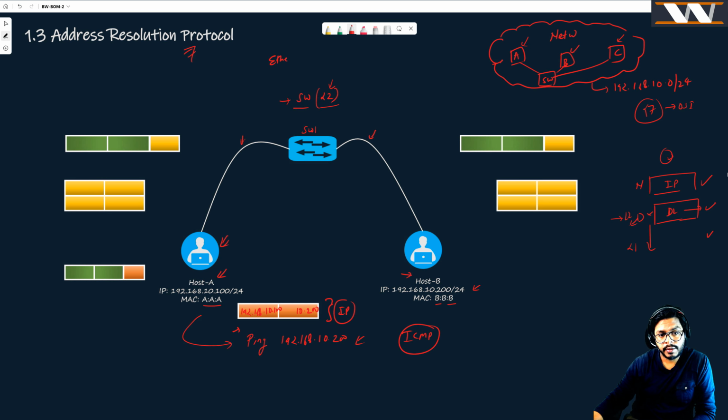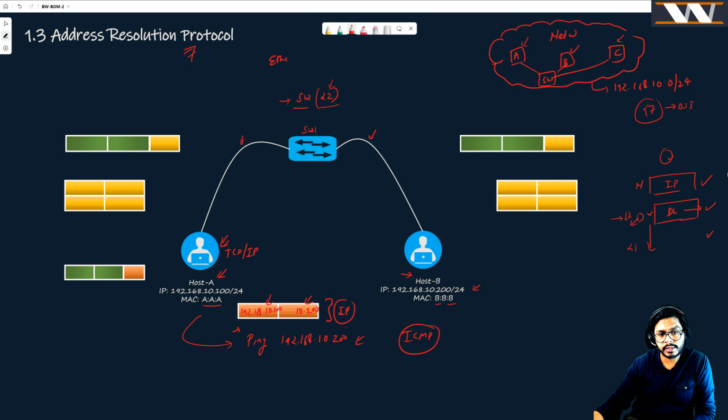Why? Because this host has also implemented the TCP/IP model, right? Because it wants to talk over the internet or basically inside the same network. So if this host is having TCP/IP at layer 3, it has generated the ICMP message with the source IP address of this one and the destination IP address of this one. So this is the IP message generated by this host.